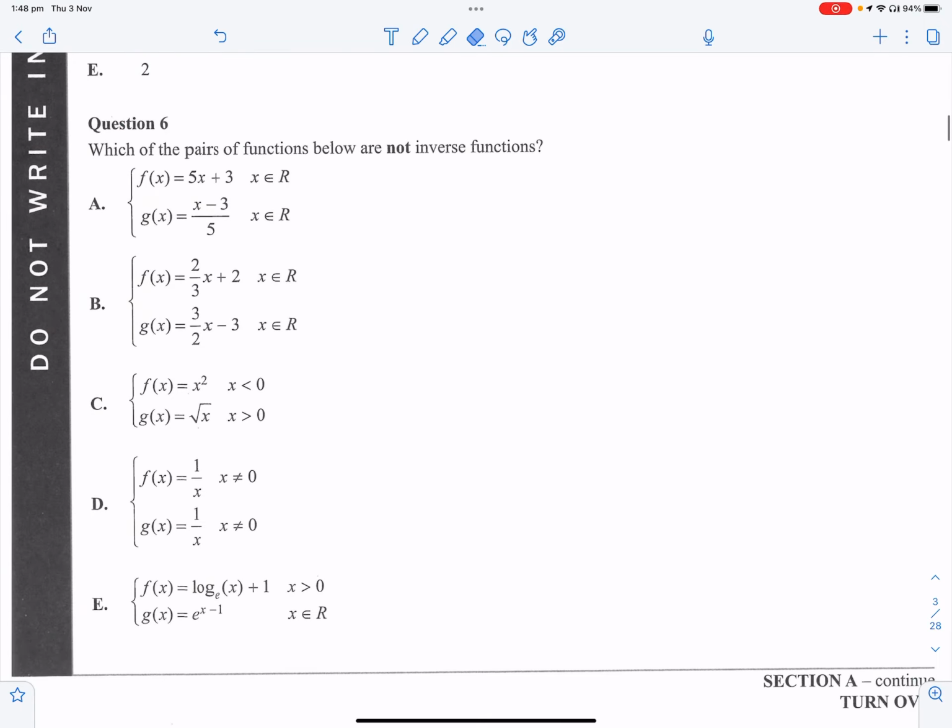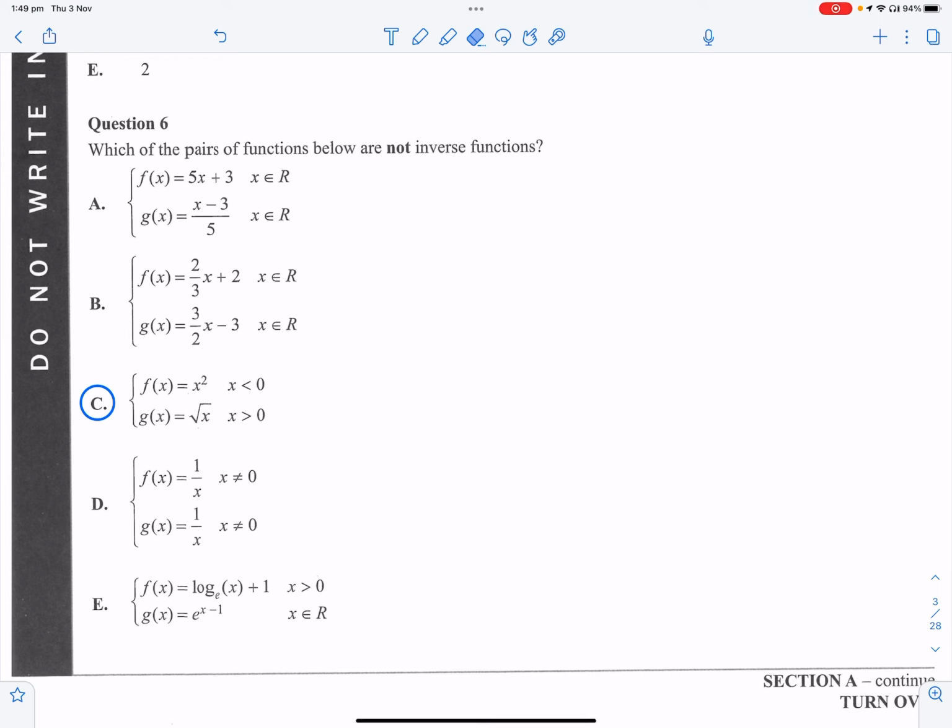Which of the following are not inverse functions? X squared on the left, root x on the right. What's that one? Because we're doing the left-hand side of that graph, so that should be negative root x. Let's have a quick look.